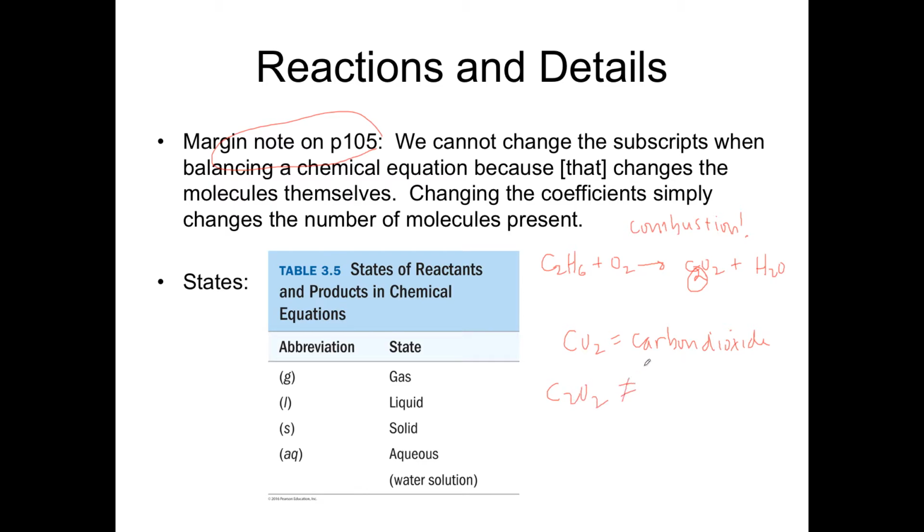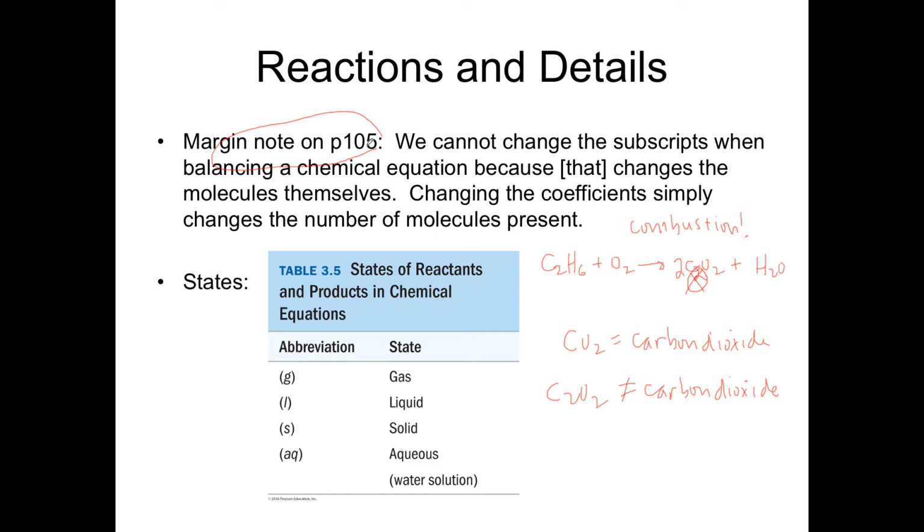C2O2 is not carbon dioxide, right? So if you know for sure that combustion makes carbon dioxide and water, you can't do that. Best you can do is change that. That's not the best, it's the perfect thing to do, is to change the coefficient.